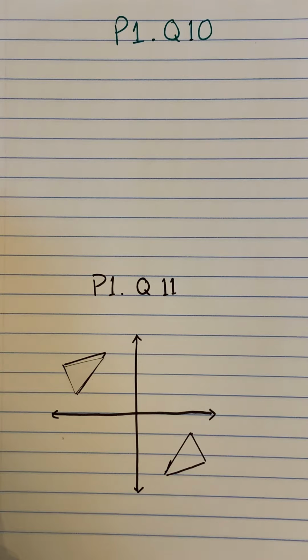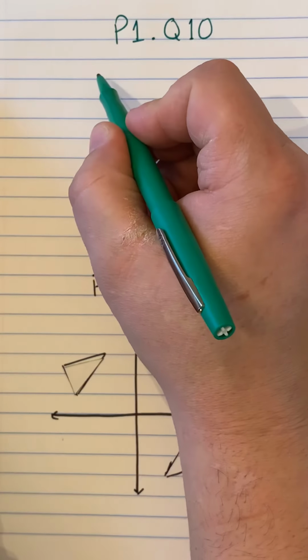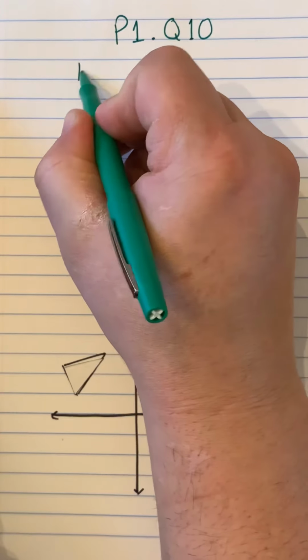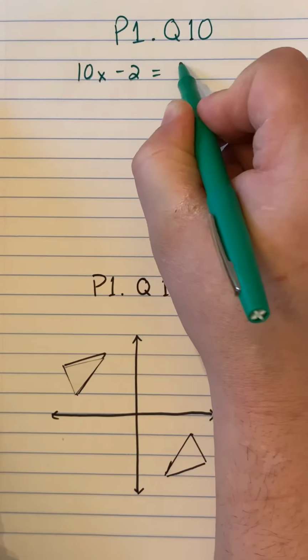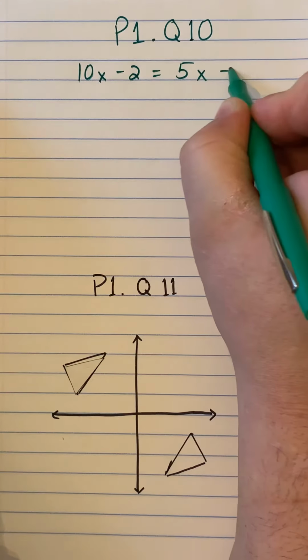All right, let's do this again. This time question 10 and question 11. Now question 10 is simply solving an equation, and I can't just solve it for you and give the answer. So we're going to practice doing a similar one. So I'm going to say 10x minus 2 equals 5x plus 18.